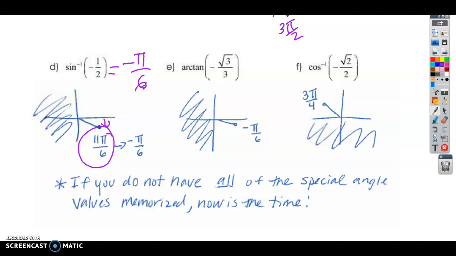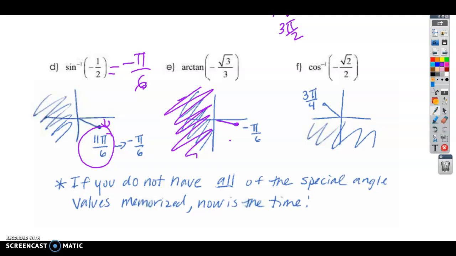Okay, root 3 over 3. So hopefully you have memorized that the tangent of pi over 6 is root 3 over 3. This is negative, so we know the tangent has to be in the fourth quadrant, and the range is restricted the same as the sine. So if you know that, you know it's the short angle, and that's going to be negative pi over 6.